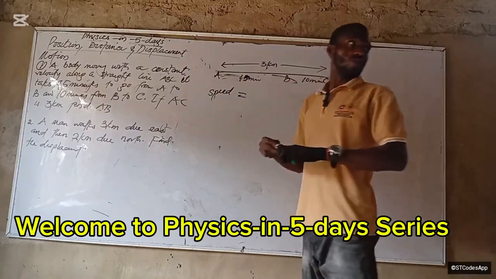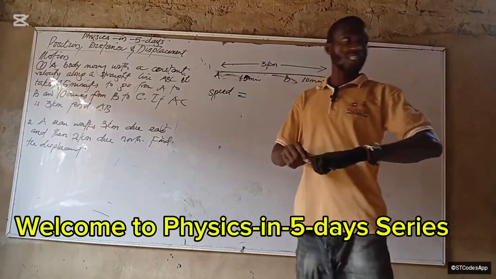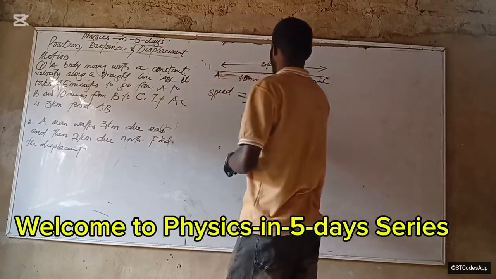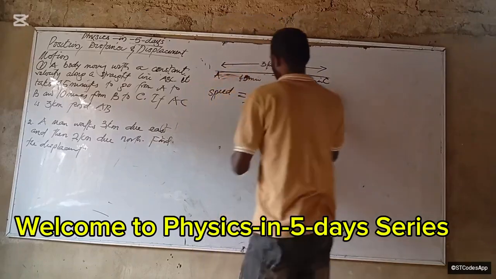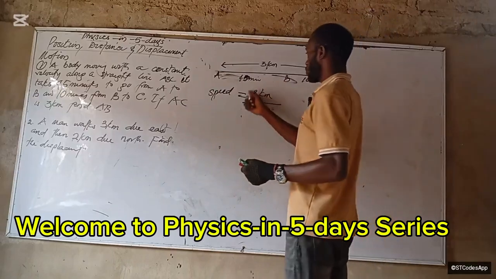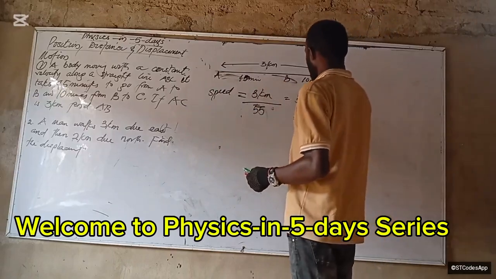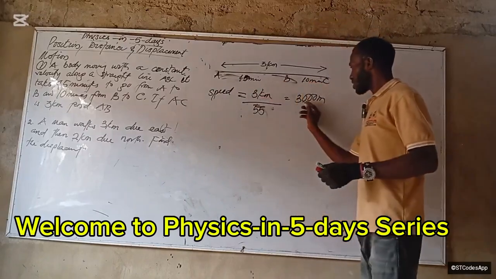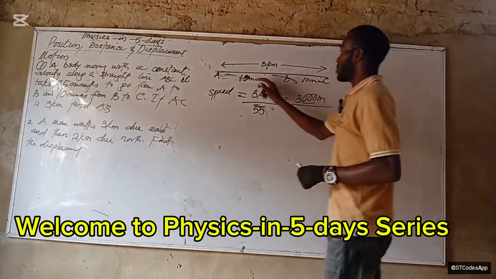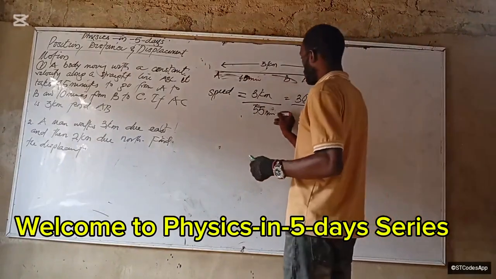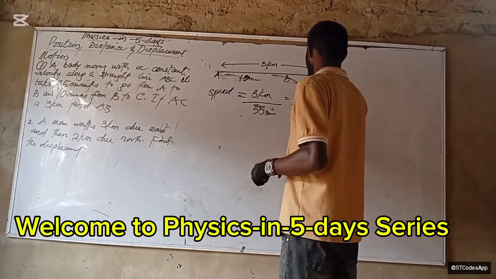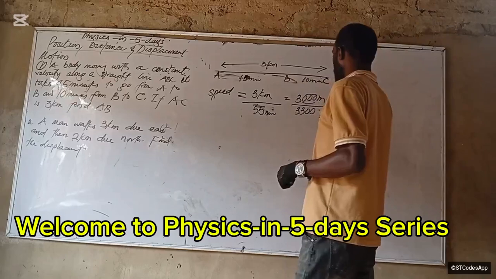So average speed is going to be what? Total distance traveled over total time taken. What's total distance traveled? 3 kilometers. What's total time it took? 45 plus 10, that's 55. So I will have to use the standard unit. What's the standard unit of distance? Meters, right? That will be 3,000 meters. Kilo means 1,000, right? The time too: minutes to seconds, so that will be 55 minutes times 60. 55 times 60 is what? 3300 seconds. Is that okay?